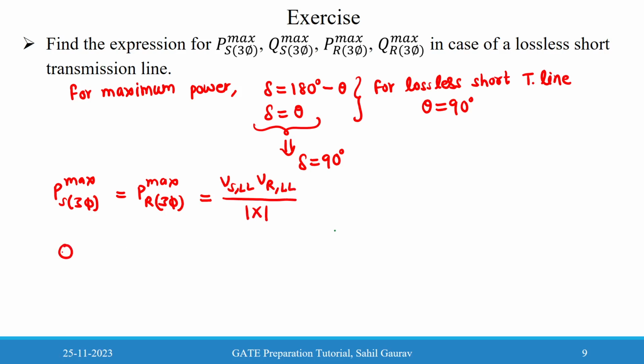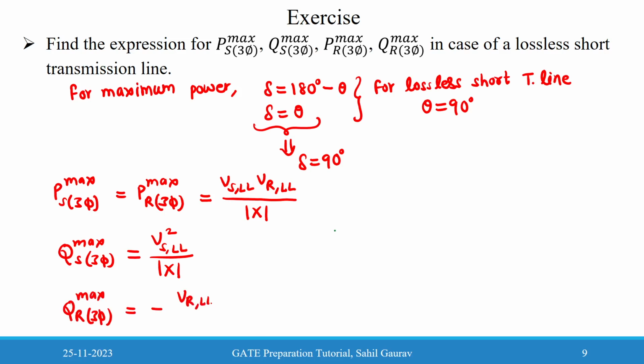And for reactive power, QS 3 phase maximum is equal to VSLL square divided by mod X, and QR 3 phase maximum is minus VRLL square divided by mod X. So till here, any doubt?